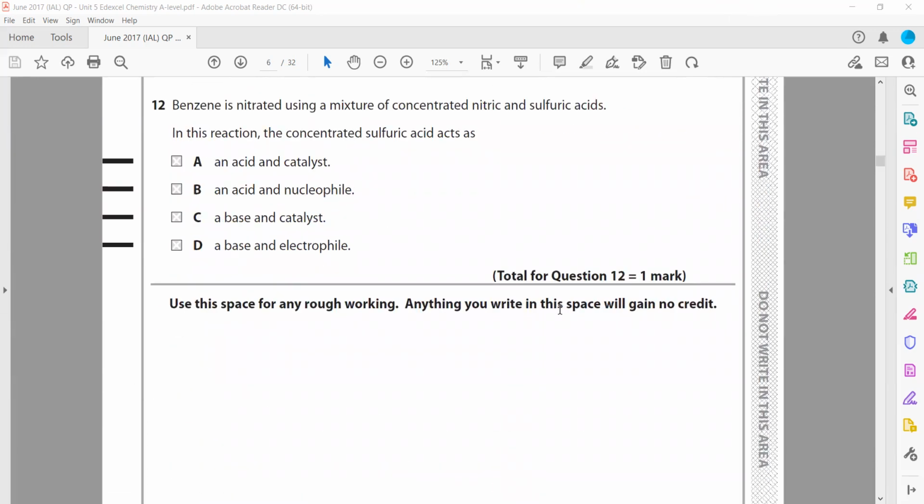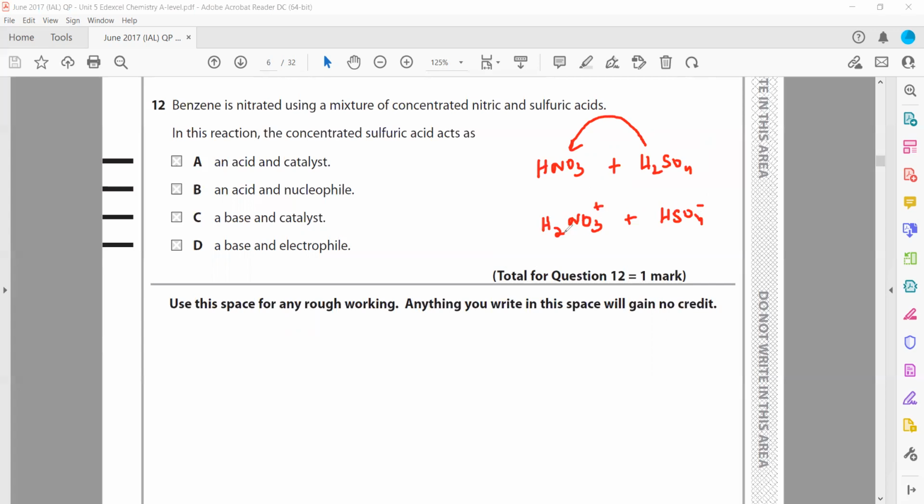Benzene is nitrated using a mixture of concentrated nitric acid and sulfuric acid. In this reaction, the concentrated sulfuric acid: basically, before and after the reaction, the amount of sulfuric acid does not change. First it produces an electrophile, so HNO3 is there and we have H2SO4. Acids are proton donors, so this will donate a proton. It will provide H2NO3 and it will become HSO4 negative.